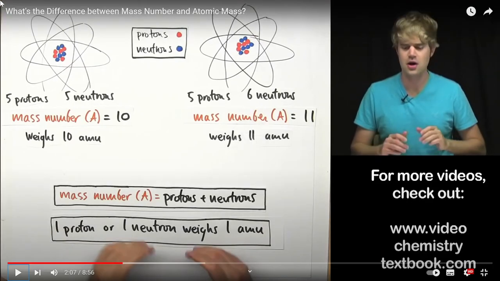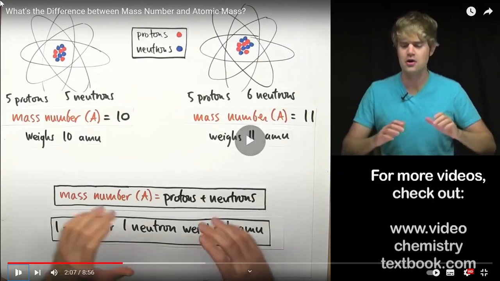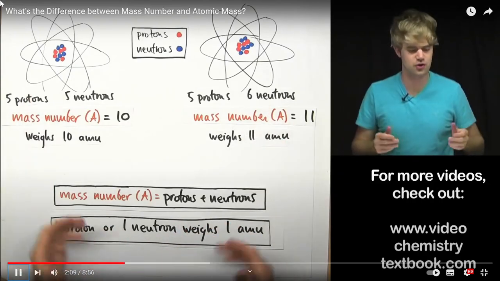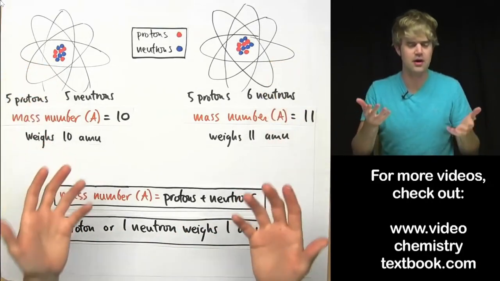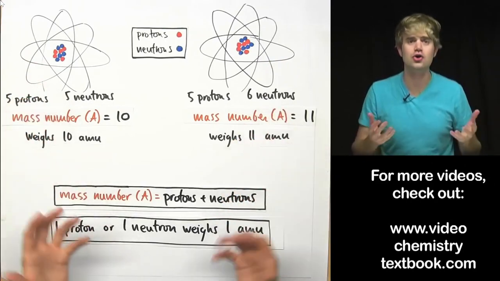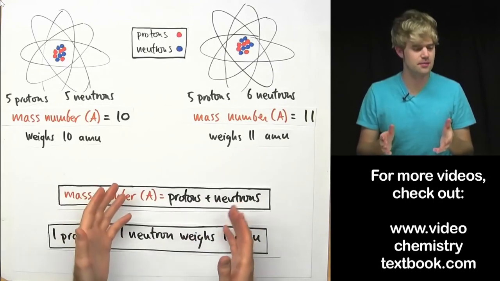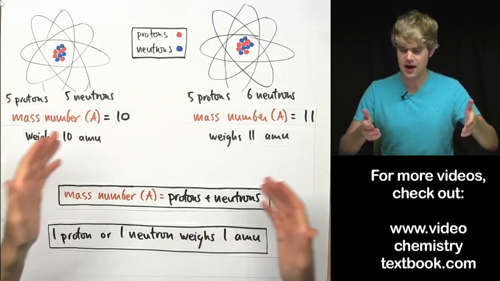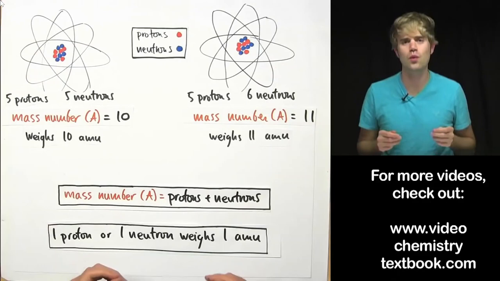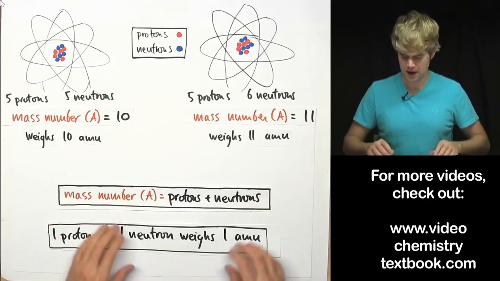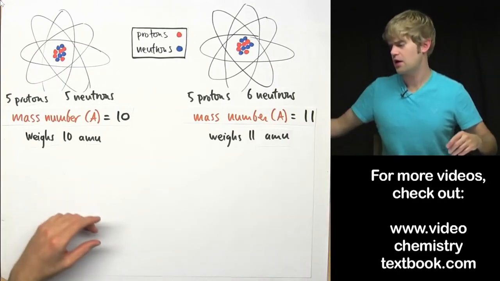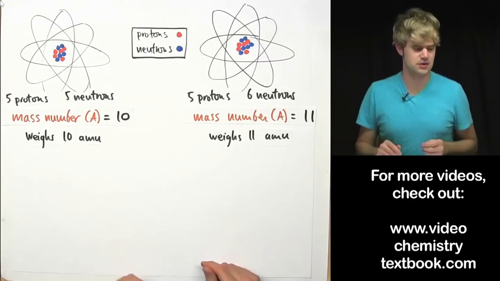Why do we ignore the electrons? They're so tiny, they don't have a lot of mass, so we just say they don't really count. We don't even worry about the mass of electrons when we're weighing up stuff to determine how much the larger atom would weigh. So 10 AMU, 11 AMU. So that's mass number: protons plus neutrons, and it gives you an idea of how much the atom weighs in AMU. Now, let's talk about atomic mass.